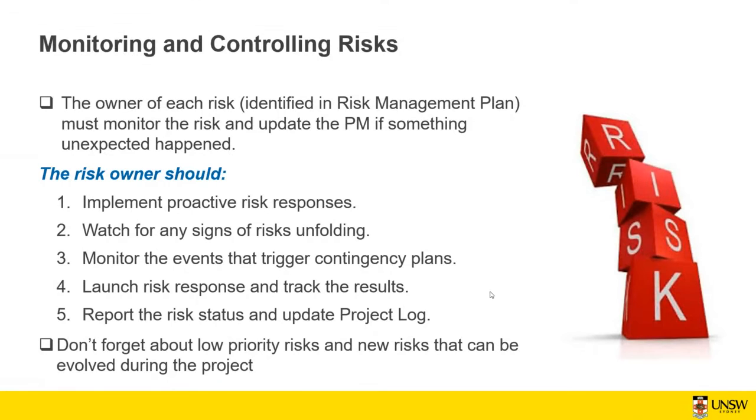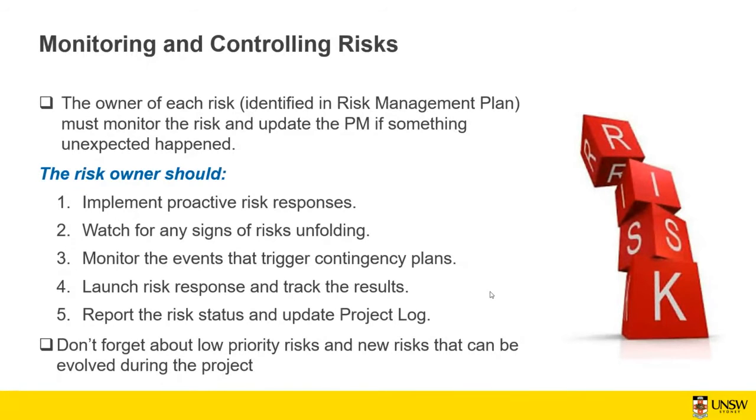The other thing that you need to have an eye on as a project manager is monitoring and controlling risk. So for each risk that you identify during the planning, you have an owner, which is identified in the risk management plan. The owner of each risk must monitor the risk and update the project manager if something unexpected happens during the execution of the project.